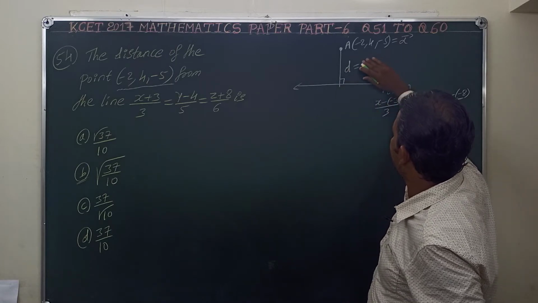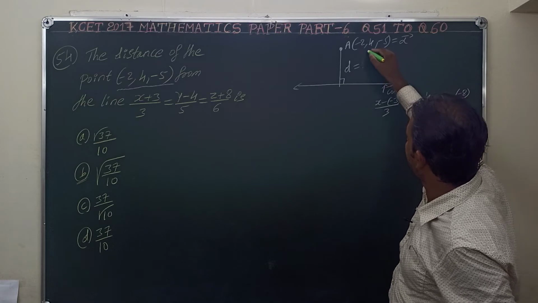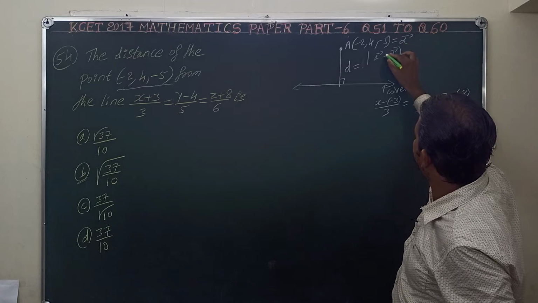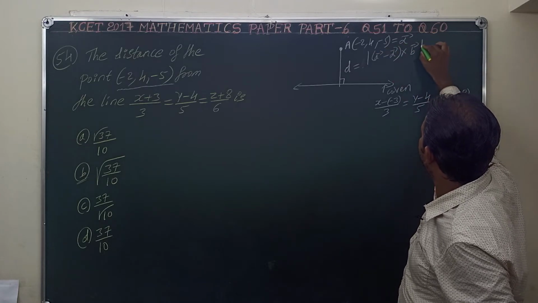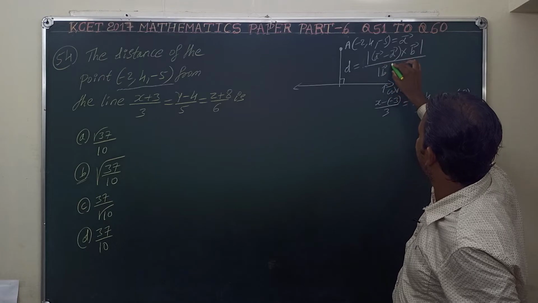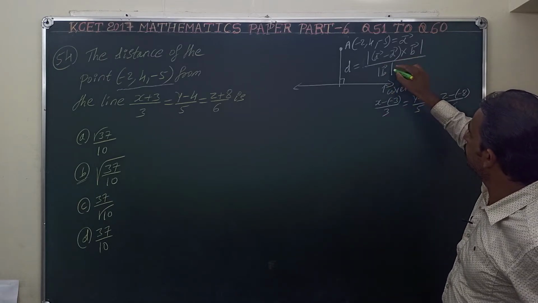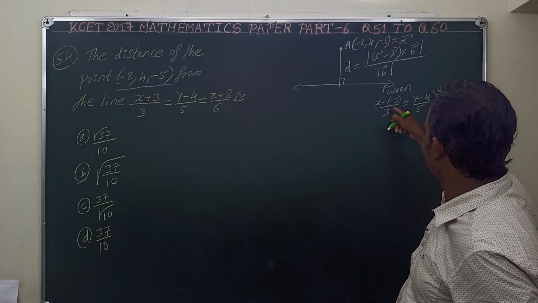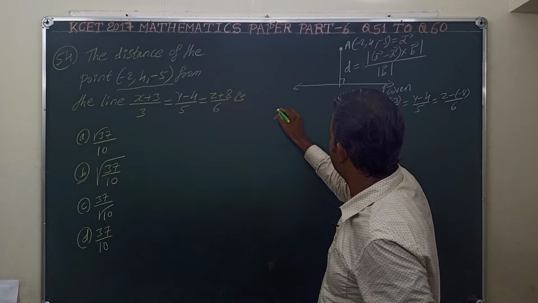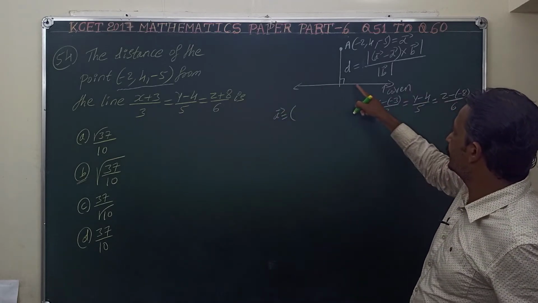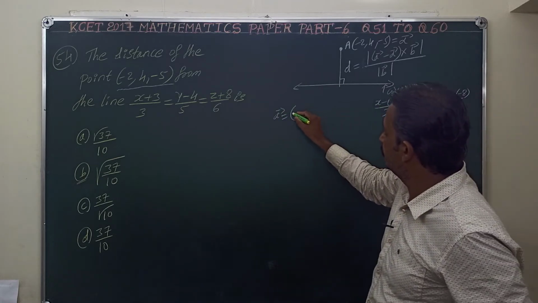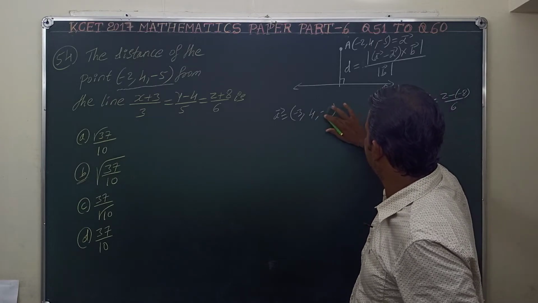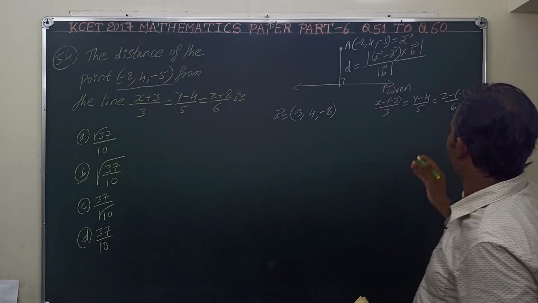So we know the formula for this D: we have to find the magnitude of A minus alpha cross B divided by magnitude of B. Here alpha is the position vector of the given point, and A is the position vector of a point on the line. It is given, so A can be written as minus 3, 4, minus 8, and then B is the parallel vector.